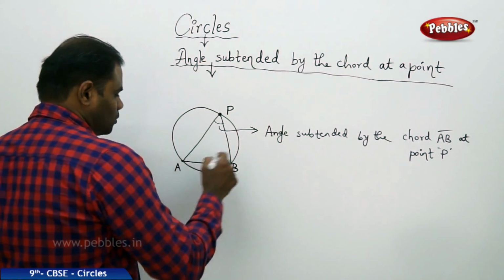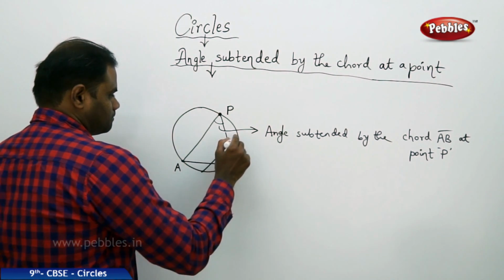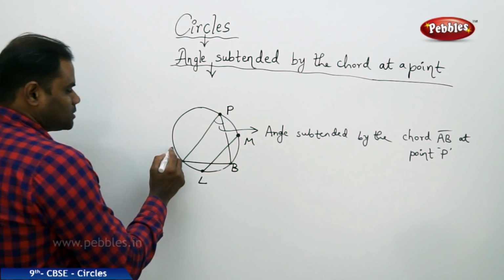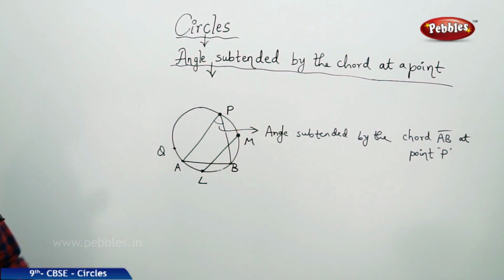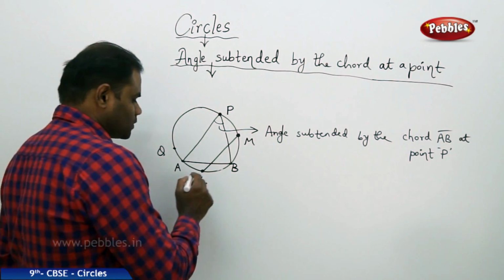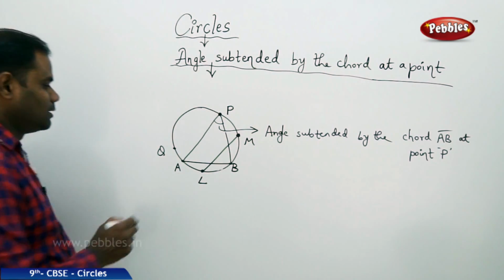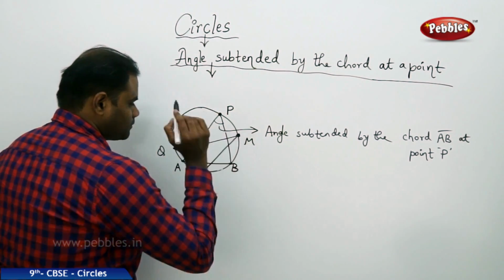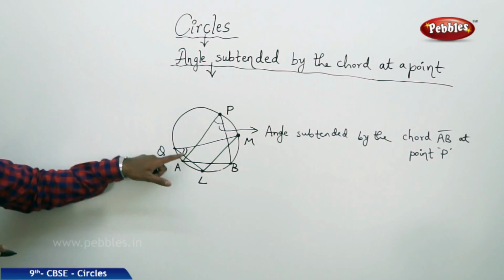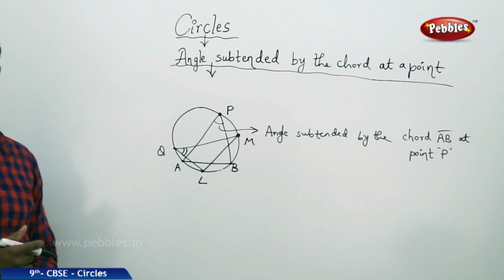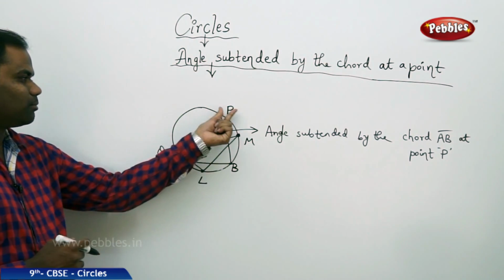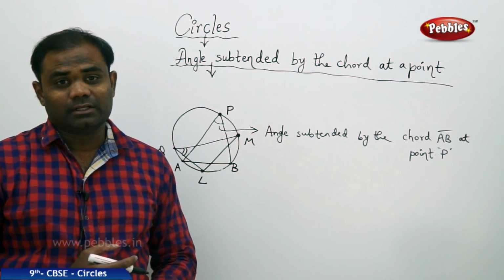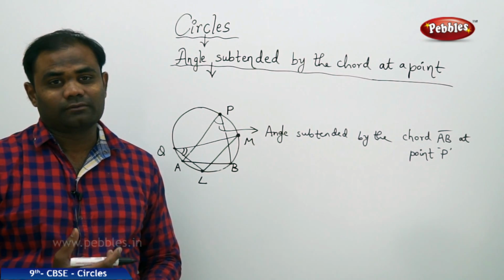If I take one more chord LM, so here is the chord LM, and here let me say there's a point Q. Then the angle subtended by the chord LM with respect to the point Q is similarly understood: the first endpoint L connected with the point, and the second endpoint M connected with the point, and then this refers to the angle subtended by the chord LM at point Q. This is the angle subtended by the chord AB at point P, and this is the angle subtended by the chord LM at point Q. This is how we understand the angle subtended by the chord with respect to the point.